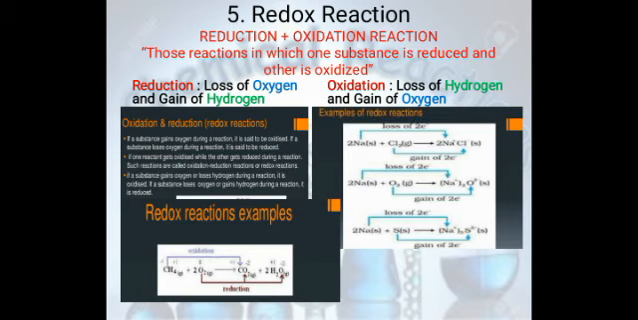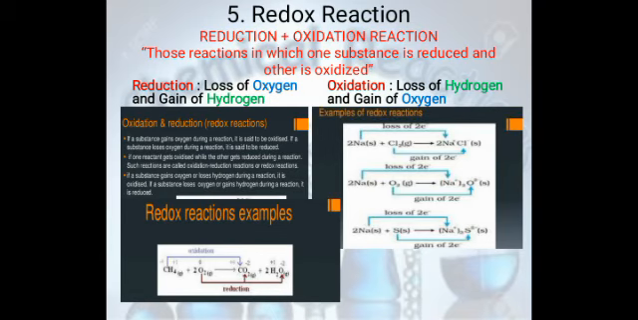Redox: red and ox, two words are there. The red word comes from reduction, the ox word comes from oxidation. So this is also known as a reduction oxidation reaction. Those reactions in which one substance is reduced and the other is oxidized are called redox reactions. Now what is reduction? Reduction is loss of oxygen and gain of hydrogen. Loss of oxygen and gain of hydrogen, and what is oxidation? Loss of hydrogen and gain of oxygen. Opposite. When oxygen is reduced, that is reduction, and it is opposite.